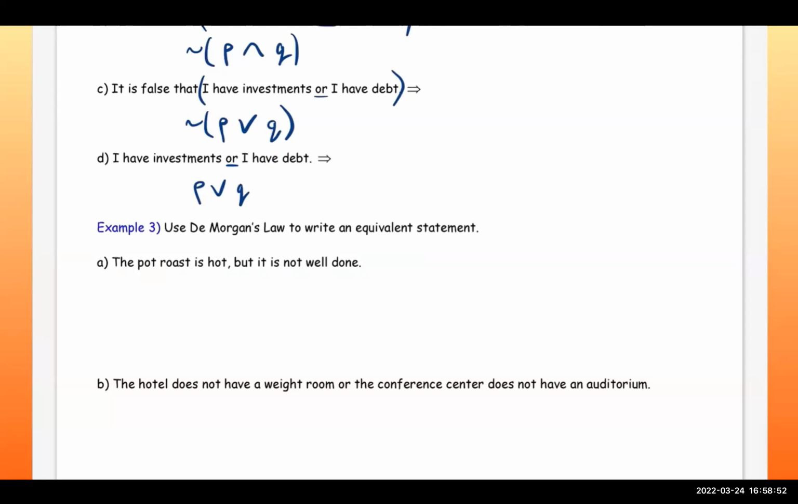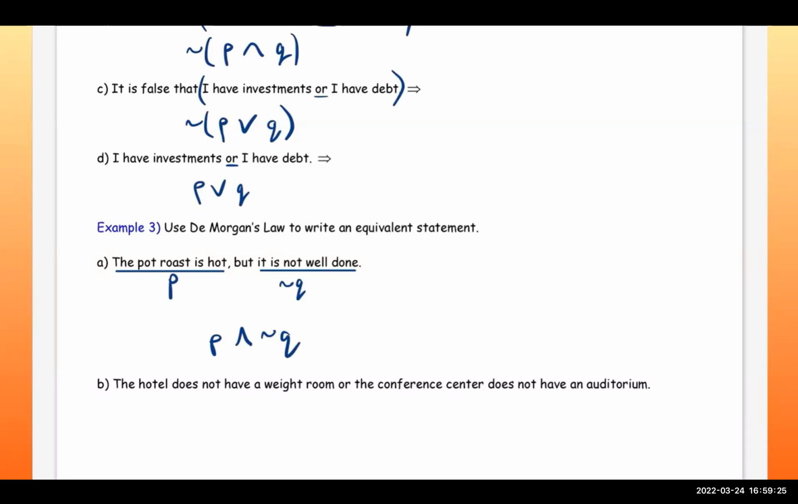So let's call this P. And then this would be not Q because of the word not. So negation Q because of the word not, but that's going to be an and, right? So our statement would be P and not Q. All right. So they want us to write an equivalent statement using De Morgan's law.